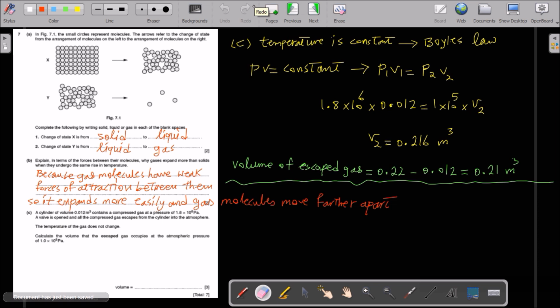Next part, explain in terms of the forces between their molecules why gases expand more than solids when they undergo the same rise in temperature. So we know that gas molecules have weak forces of attraction between them. That's why they expand more easily and gas molecules move farther apart. That's why gases expand more than solids.